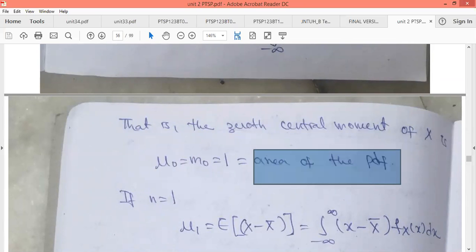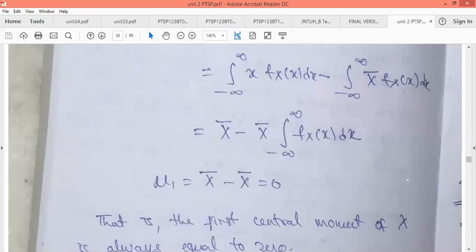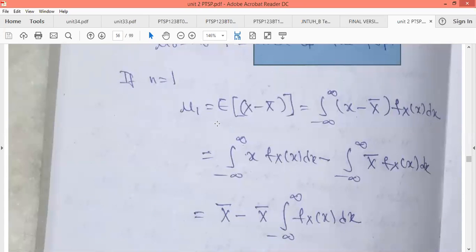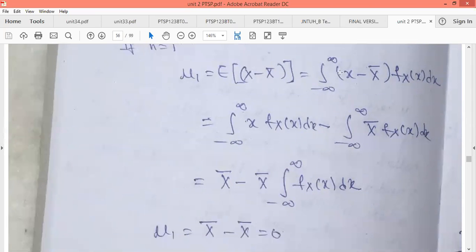Okay. Now for example, if n is equal to 1, we get the expected value of x minus x bar. So what is the formula? Integral from minus infinity to plus infinity of x minus x bar times fx of x dx. Okay, so we will write this separately: integral from minus infinity to plus infinity of x fx of x dx minus integral from minus infinity to plus infinity of x bar fx of x dx. We know that x bar is a constant, so we will write it outside.